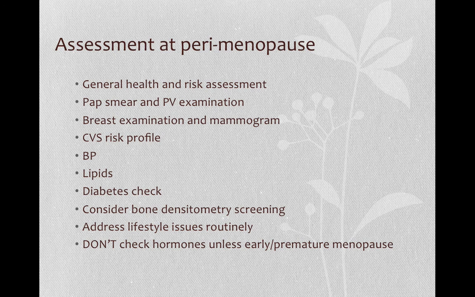As for all patients also, it's a good idea to go through the SNAP lifestyle questions with all women, so that's the smoking, nutrition, alcohol and physical activity questions. However, it's not routine at this stage in a woman's life to check the reproductive hormones like LH, FSH, estrogen and progesterone, unless a woman is thought to be going through early or premature menopause.